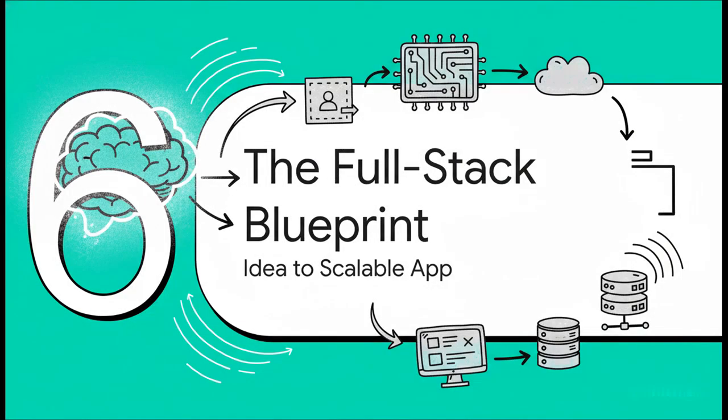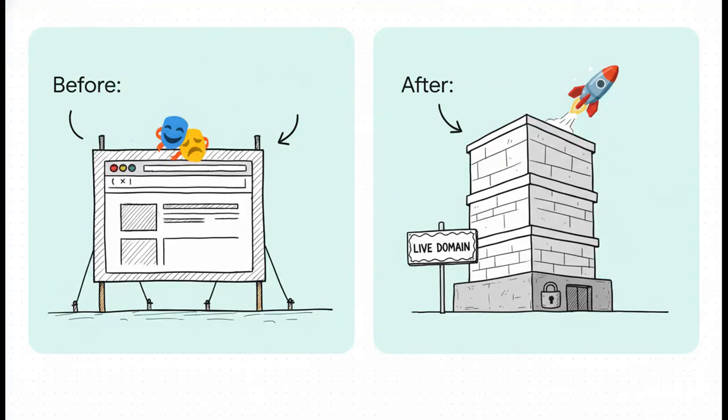Okay, let's zoom out and look at what we've actually done here. We didn't just go through a bunch of technical steps. What we've built is a complete blueprint, a repeatable process for taking a simple AI-generated idea and turning it into a real, scalable, full-stack foundation for a business. Just think about where we started. We had the before picture, an app with data that disappeared, stuck on a preview link with fake authentication.